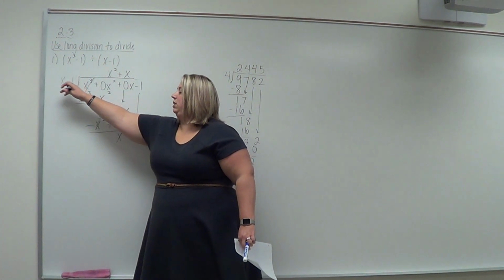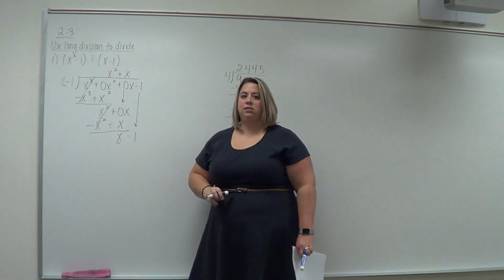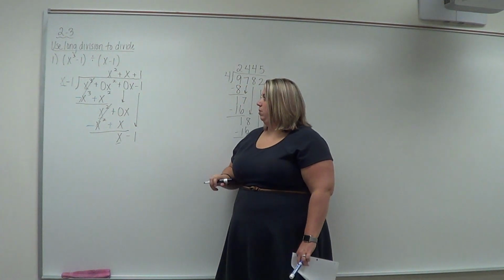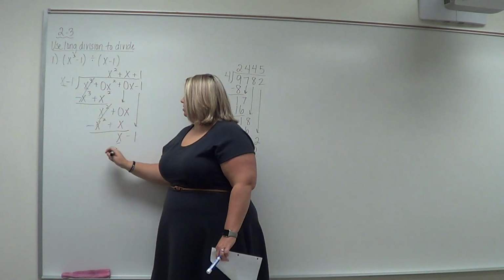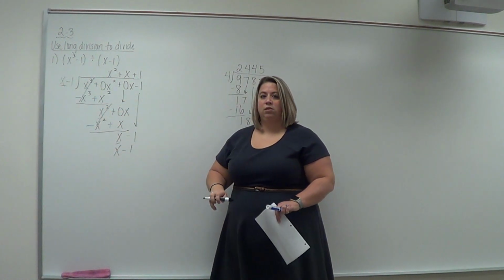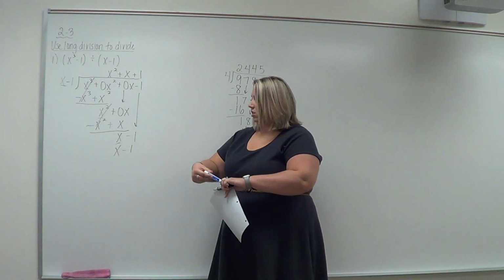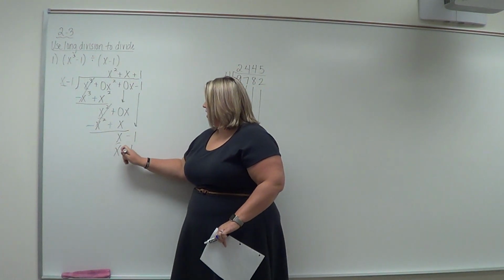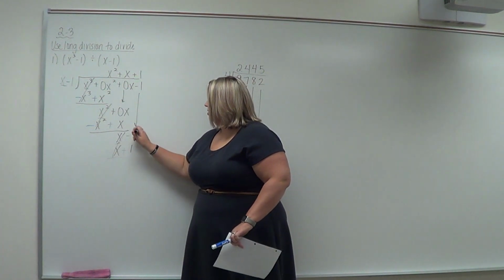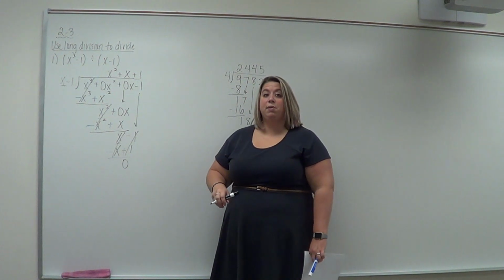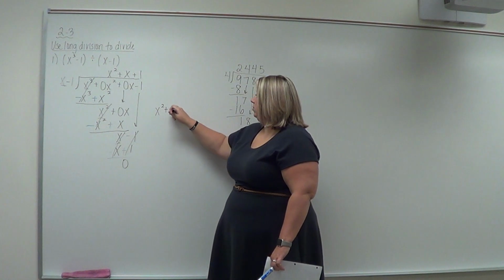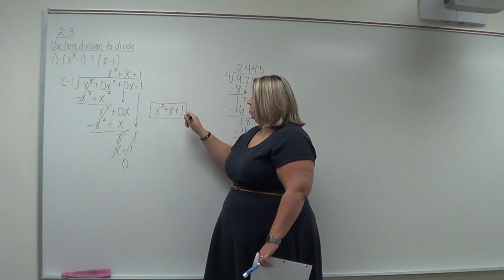And start over. What times x will give me x? 1, so that goes up here. Multiply. 1 times x is x. 1 times -1 is -1. Now what happens when you subtract on these? They both cancel, right? Okay, so if they both cancel, is there anything else to pull down? No, so that means there's no remainder. So then what's on top is my answer. There's no remainder, so you're done.